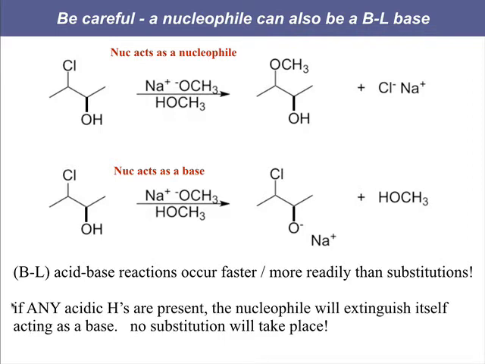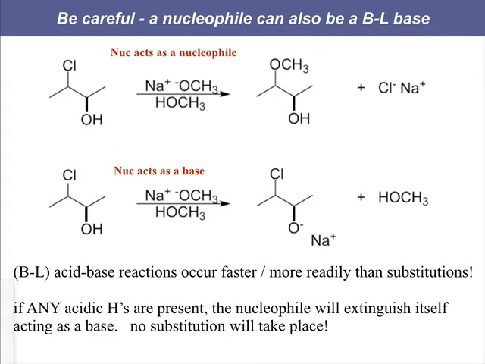So that means that if there are any acidic hydrogens present on our substrate, then the nucleophile will extinguish itself by acting as a Bronsted-Lowry base, and no substitutions will take place. So if we have this substrate with a nucleophile, the nucleophile will not substitute the chlorine. It will simply deprotonate the OH, and we won't get a substitution. The base reaction, the Bronsted-Lowry reaction, occurs faster than the Lewis reaction.